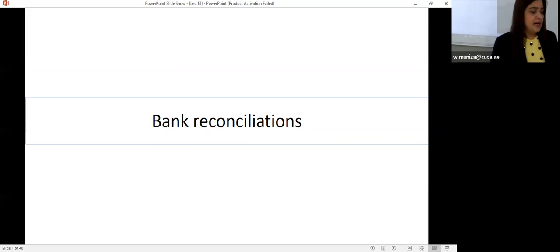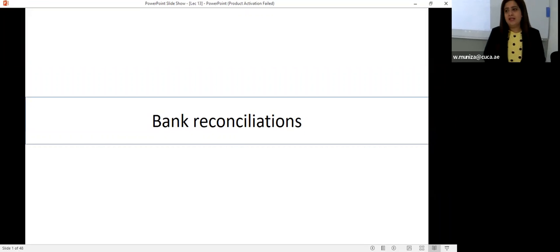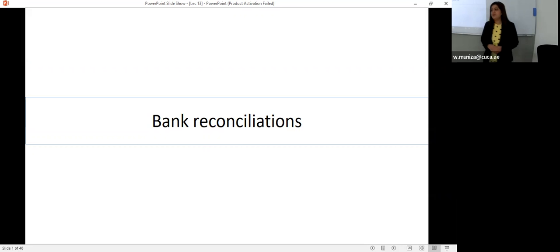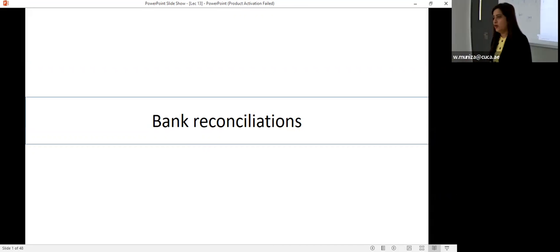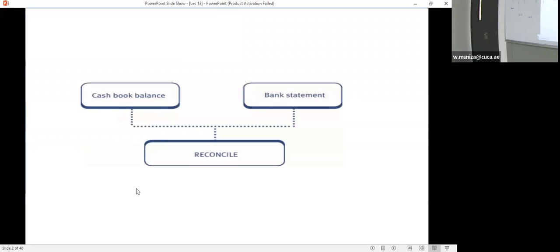Anyhow, at the end of the certain time limits, when the bank statement does come to the organizations, they do match and compare the balances shown by both of these statements in order to see whether there are any differences, and if differences are there, they have to be removed.